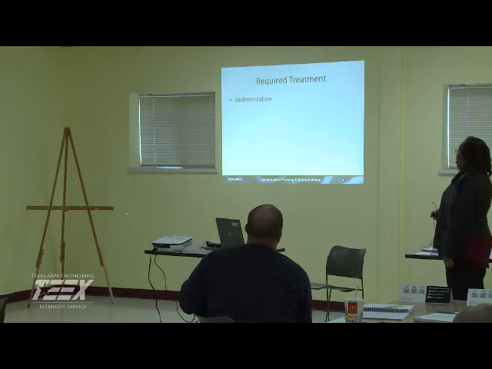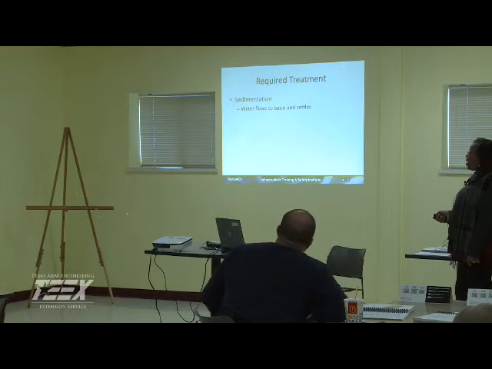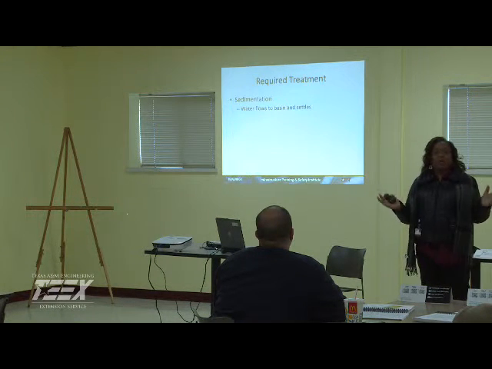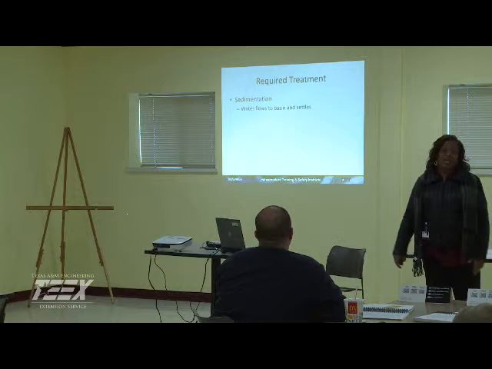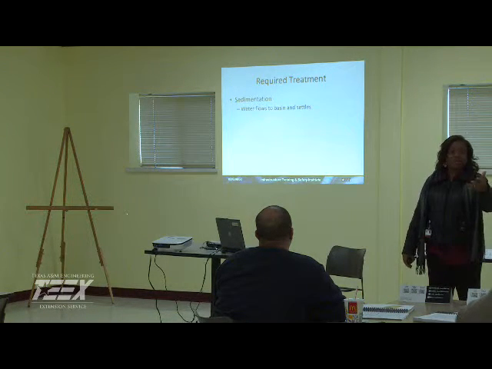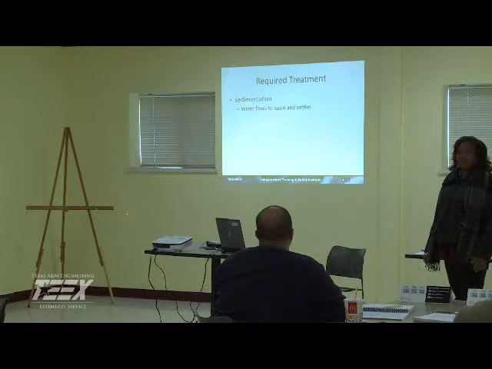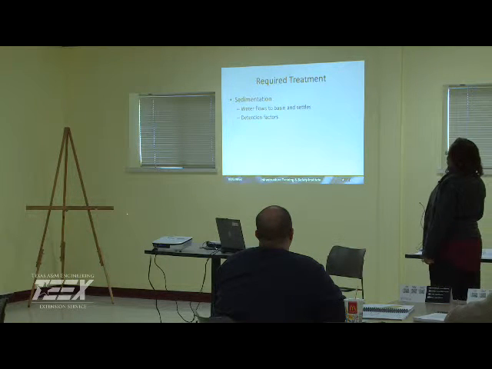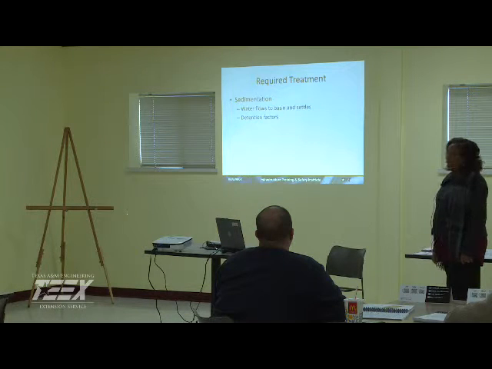So the next required treatment would be sedimentation. So we formed our flock. What do we do to it next? Send it to a place where separation can occur, settling out. Water flows to the basin, settles out. However, there are factors that will affect that. Detention time would be one.